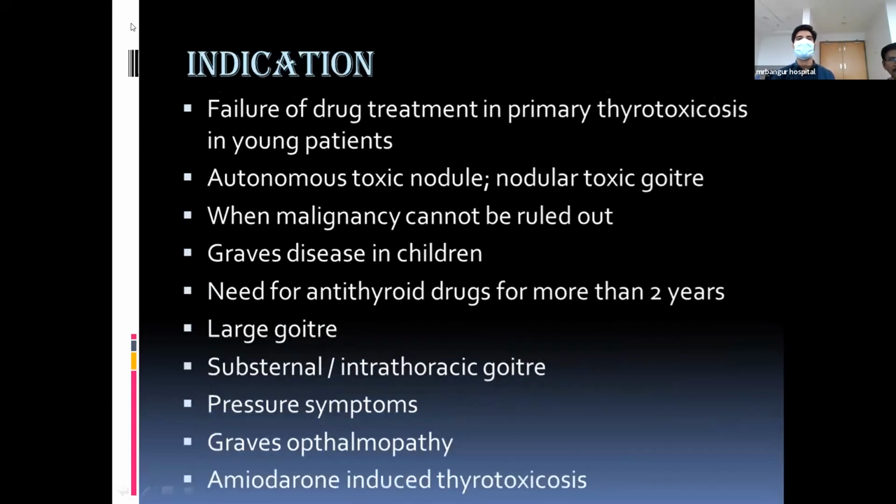Now, what are the indications of surgery? If there is failure of drug treatment in primary thyrotoxicosis in young patients, in case of autonomous toxic nodular goiter, if malignancy cannot be ruled out, Graves' disease in children, if there is the need of anti-thyroid drug for more than 2 years, in case of large goiter, substernal or intrathoracic goiter, if there is presence of pressure symptoms, Graves' ophthalmopathy, and in case of amiodarone-induced thyrotoxicosis.